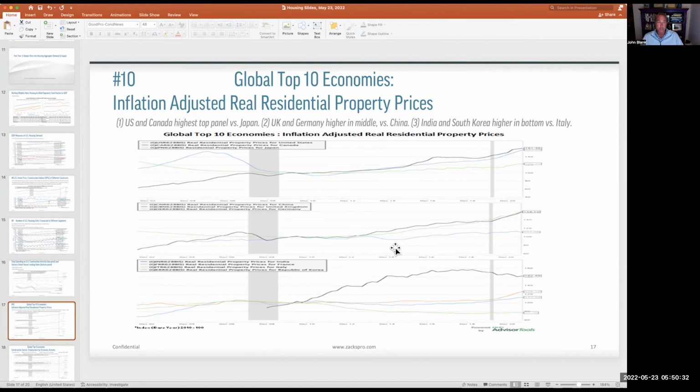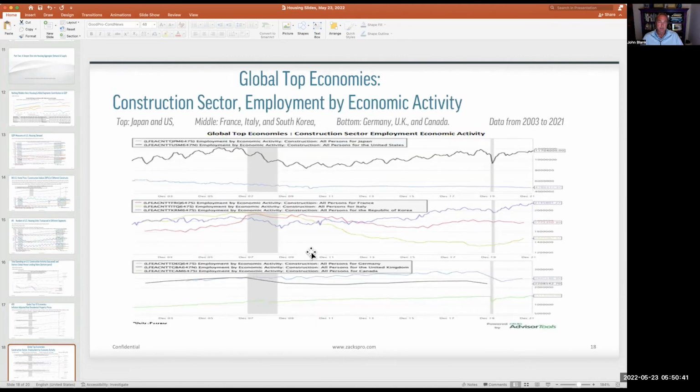And I think that is probably a statement that you all have to scratch your heads and review this, because you will not believe I said that, but I just did. All right, so let's take a look at construction. At the top, I've got Japan and the US. The middle, I've got France, Italy, and South Korea. At the bottom, I've got Germany, the UK, and Canada.